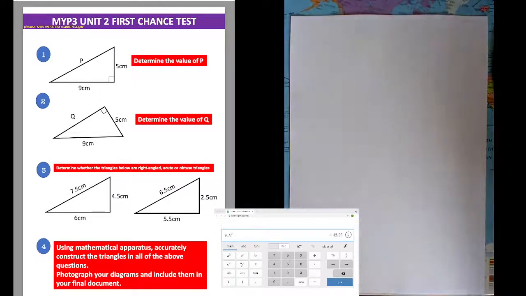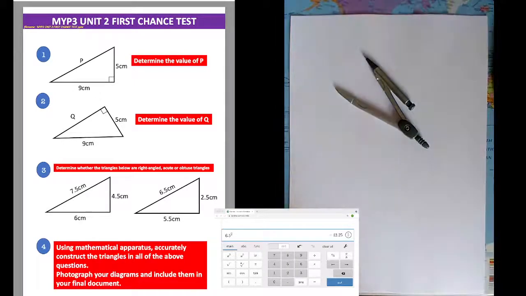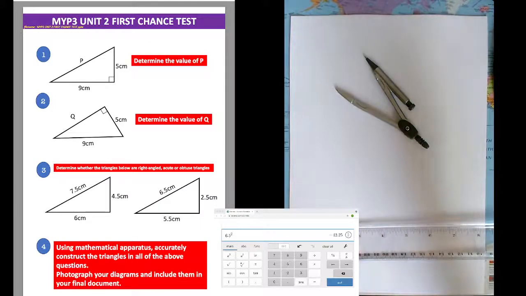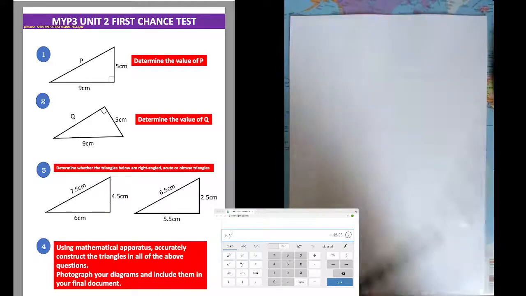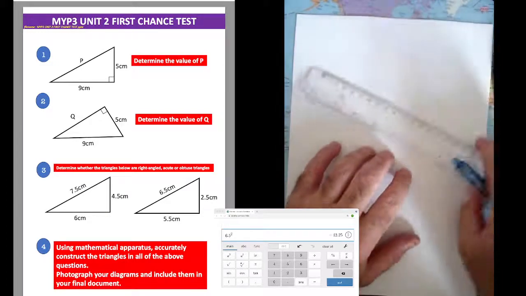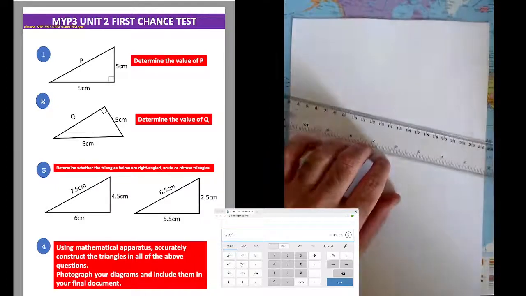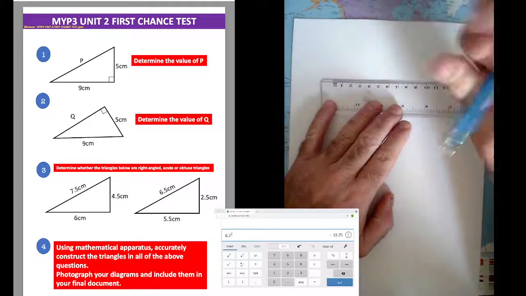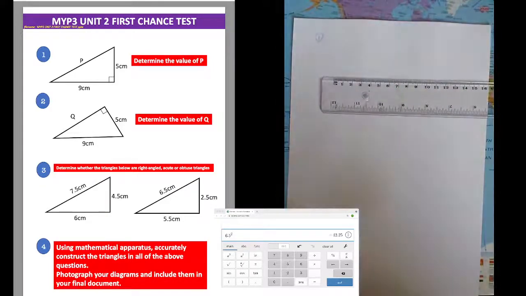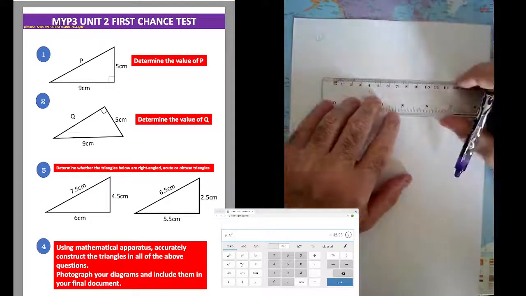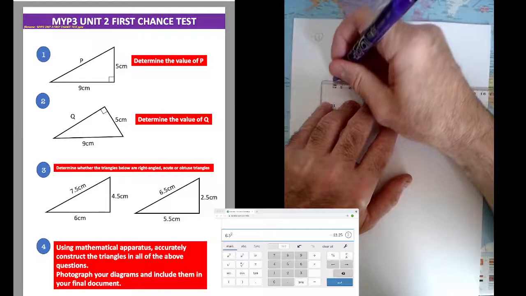Okay, so let's get my mathematical equipment and construct these properly. So the first one, 9 centimeters and 5 centimeters. That's quite easy because we've got the fact that it's right angled. So I'm just going to draw a 9 centimeters. And I'm going to have to move my lamp here. So question 1. Better get a darker pen than that, I think. Let's try this one. Okay, so I want to draw a 9 centimeter line.